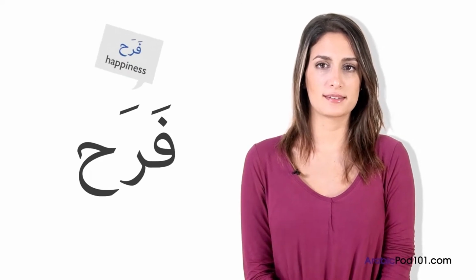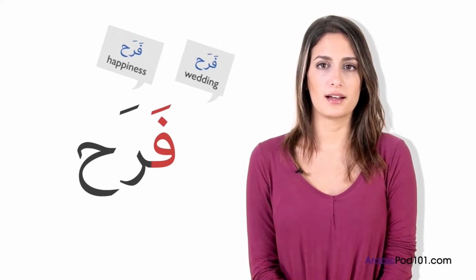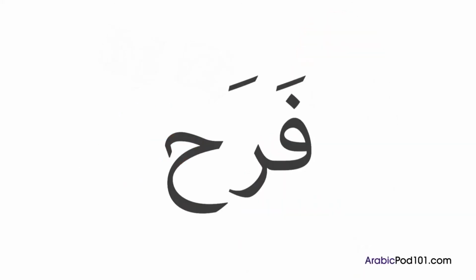That's it for our 2 letters. Now let's learn a couple of words using them. Our first word is farah. This word can mean 2 things, happiness or wedding. Fa is in the initial form with a fatha on top, ra in the final form, also with a fatha on top, and then a ha in the isolated form. Let's write it. Farah.